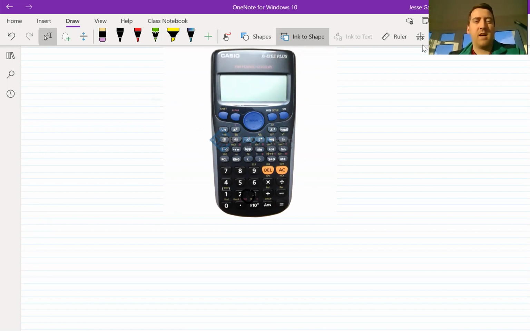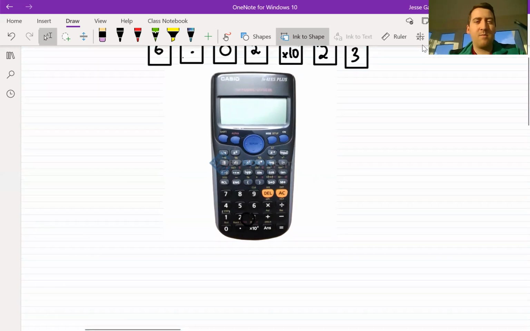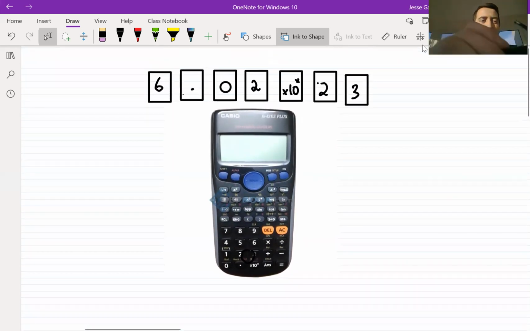Now we're just going to practice putting this number into the calculator, just that number, 6.02 times 10 to the 23, the mole number. So let's begin by putting this in. This is the first part. This bit should be easy for everyone. 6.02. So let's put that into your screen first, and you should get 6.02, like that.